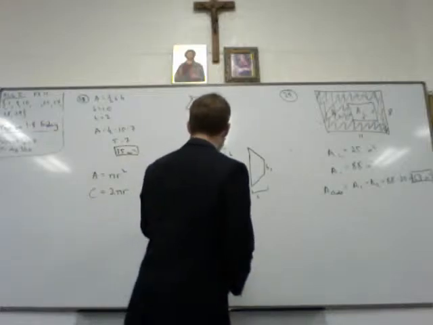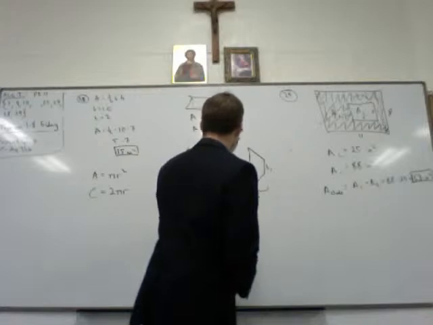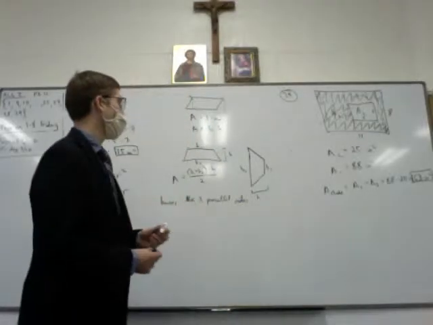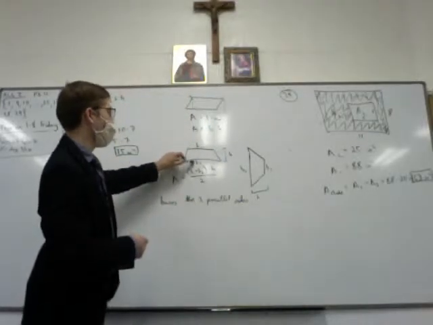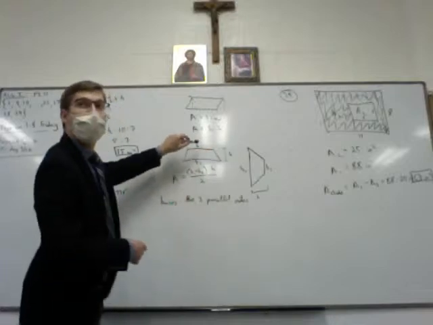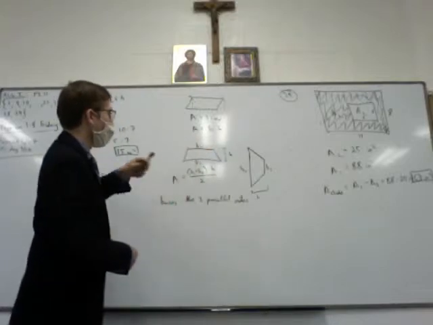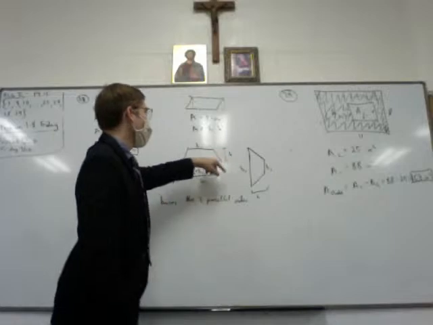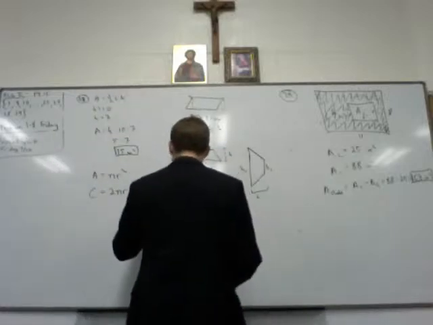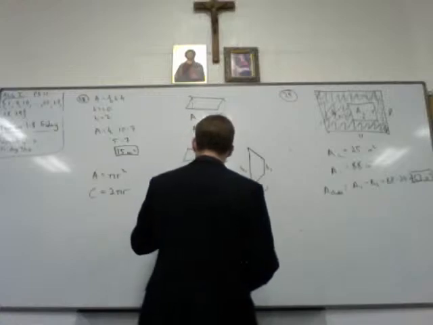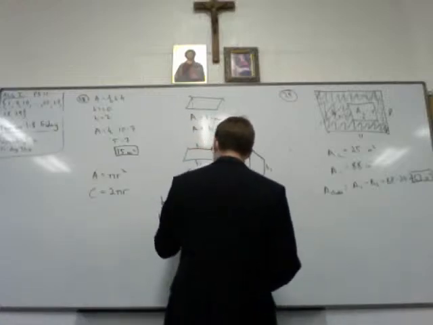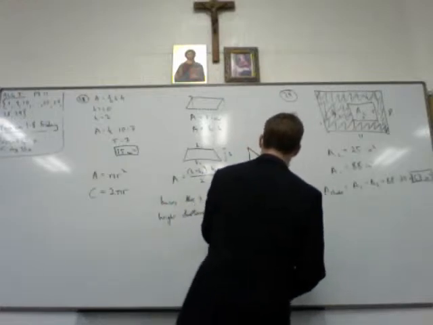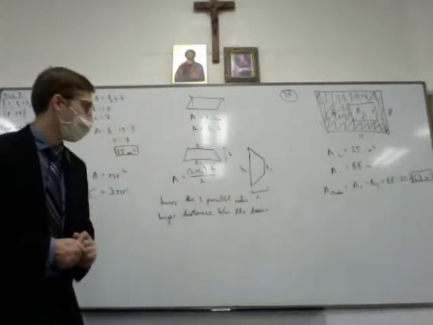The bases of a trapezoid are the 2 parallel sides. Notice this is parallel to this. That's base 1 and base 2. They're never going to touch. If you extend them further, they're never going to touch. The height is the distance between the bases.